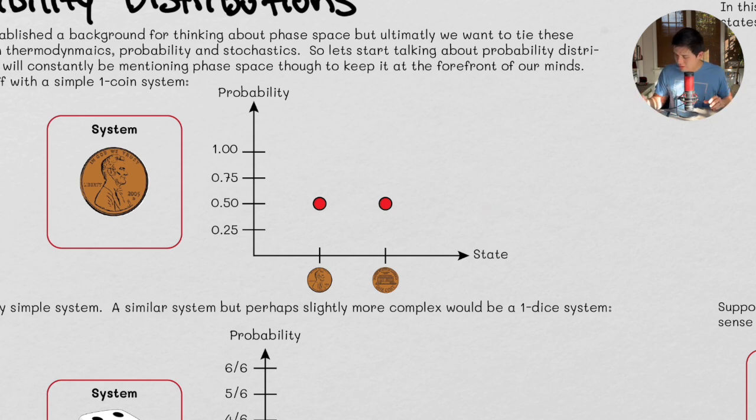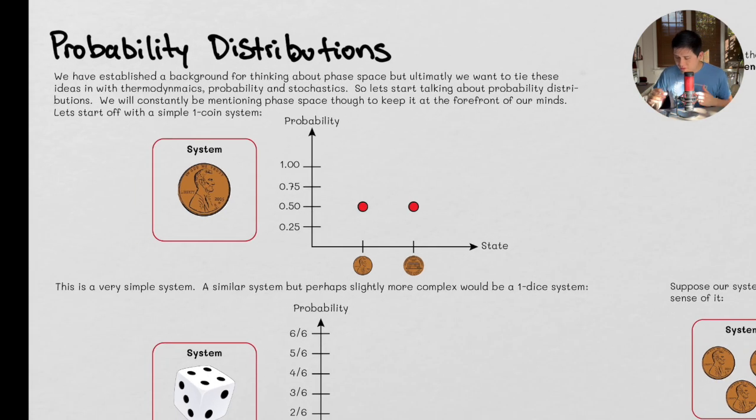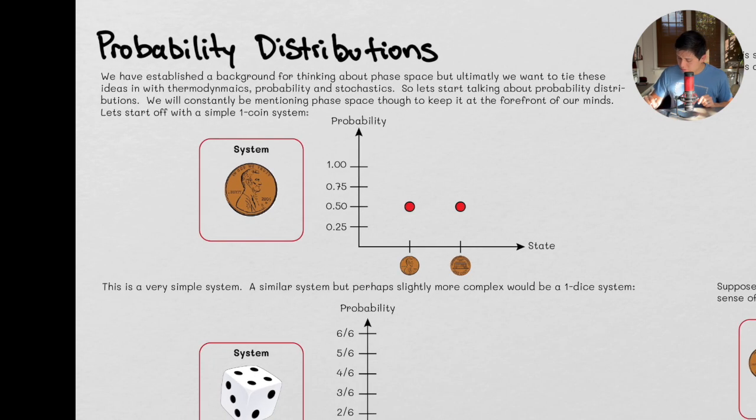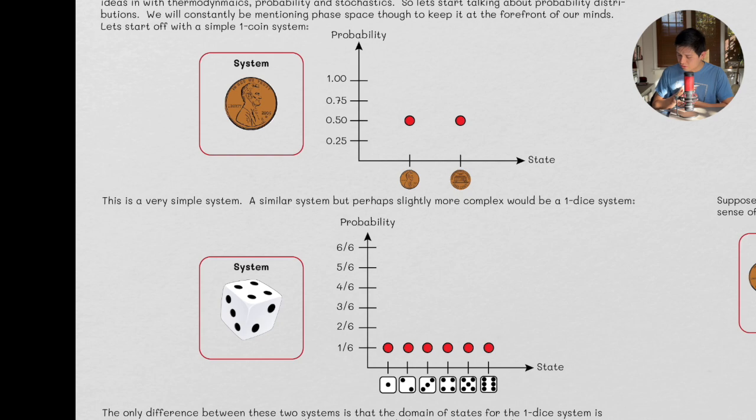And really what this is, we have the state axis, which is our x-axis, and our probability for each state. For the heads state, we have a 50% probability, and for the tails state, we have a 50% probability. Again, assuming this is a fair penny. This is a very, very simple system. Let's talk about a system that might be a little bit more complex now.